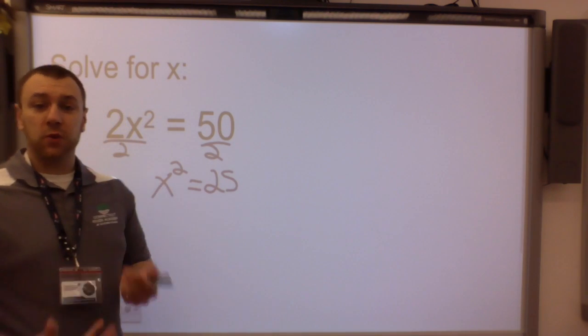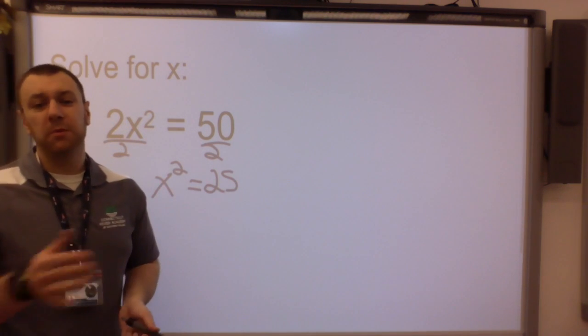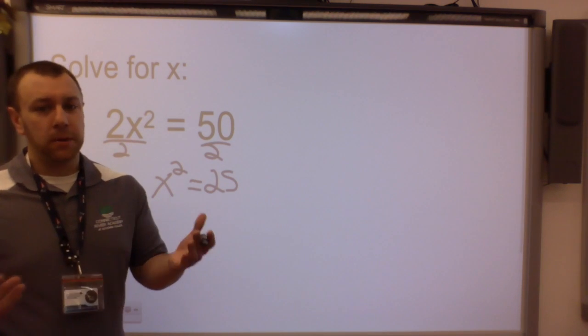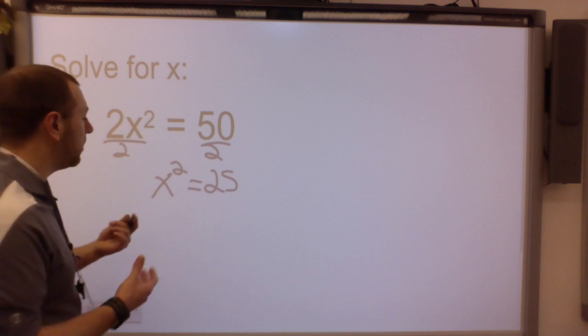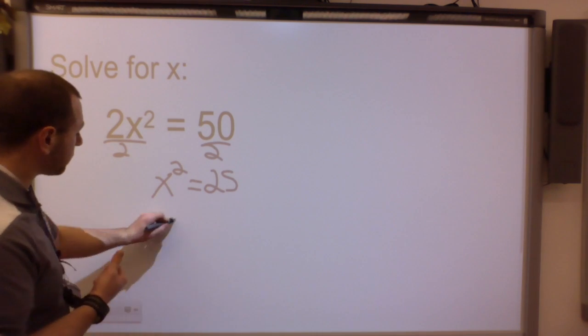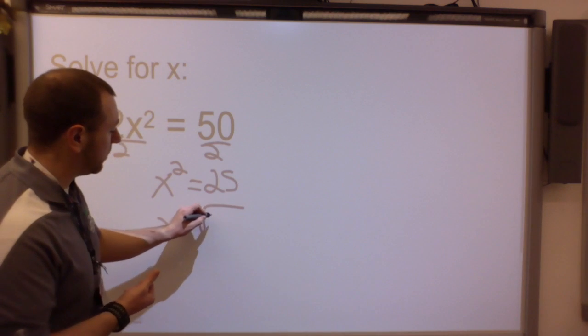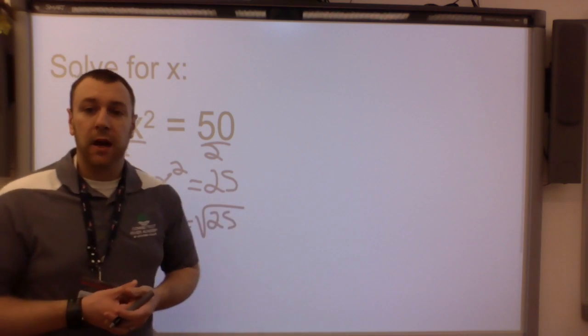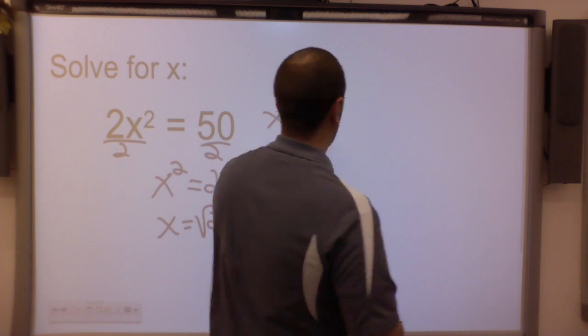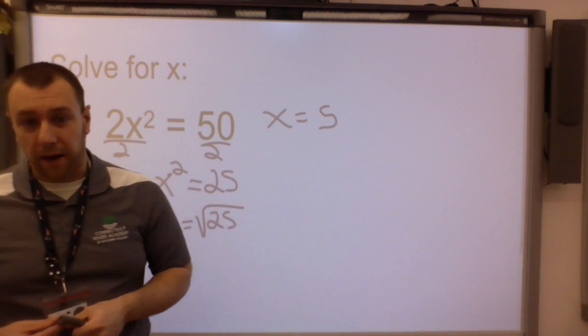Now the opposite of squaring something is the square root. You might remember this from geometry with the Pythagorean theorem, maybe some Algebra 1 stuff. We've seen this a lot, but I'm going to add in a little twist. So x equals the square root of 25. Now you might just say, okay, well, x equals 5. And you would be half correct.